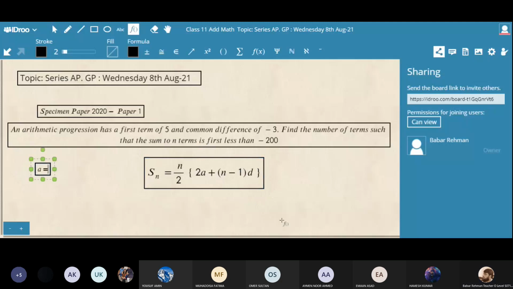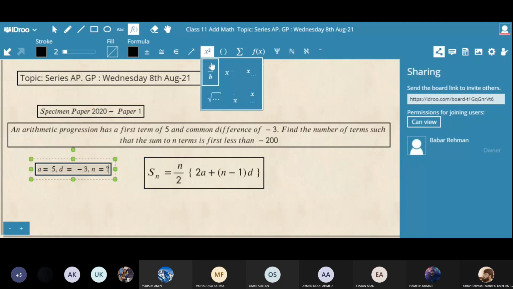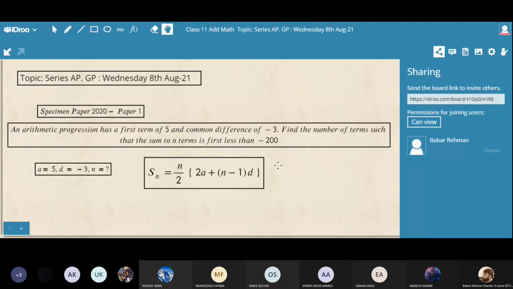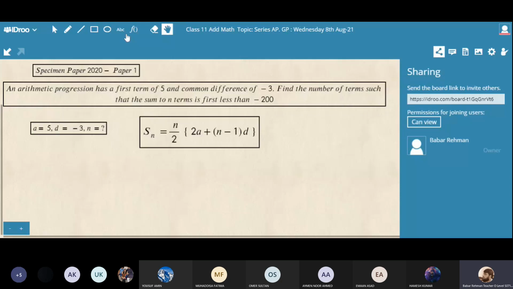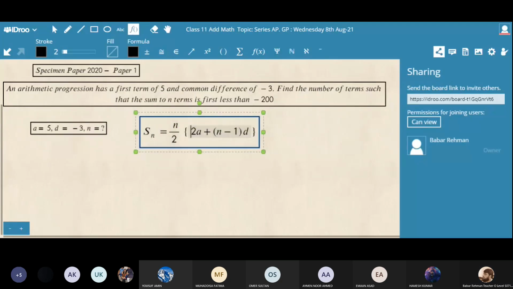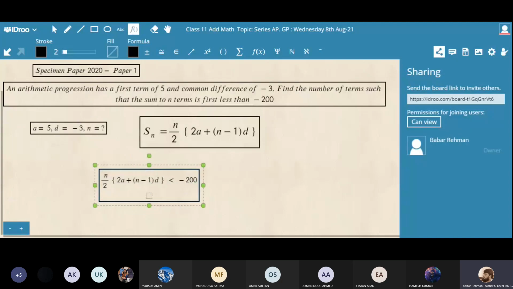a is equal to 5, because the first term is 5, and the common difference d is equal to negative 3. And now we have to find n. With the help of this formula, we will find n. But the question says less than, first less than negative 200. So we will put this formula less than negative 200. Now substitute values in this.